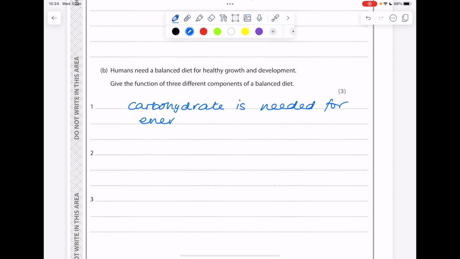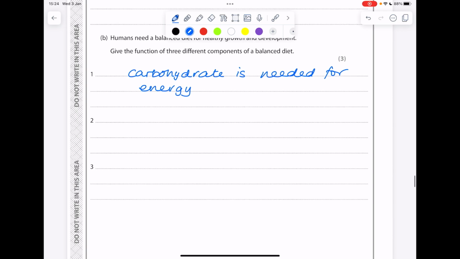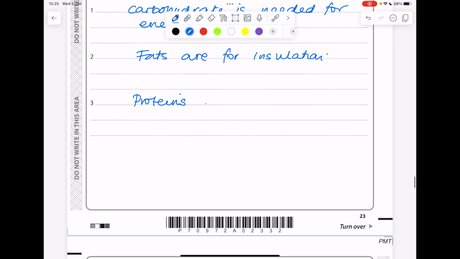Do you want to talk about proteins, fats, vitamins? Fats are needed for insulation. Proteins are for the growth and repair of muscles.